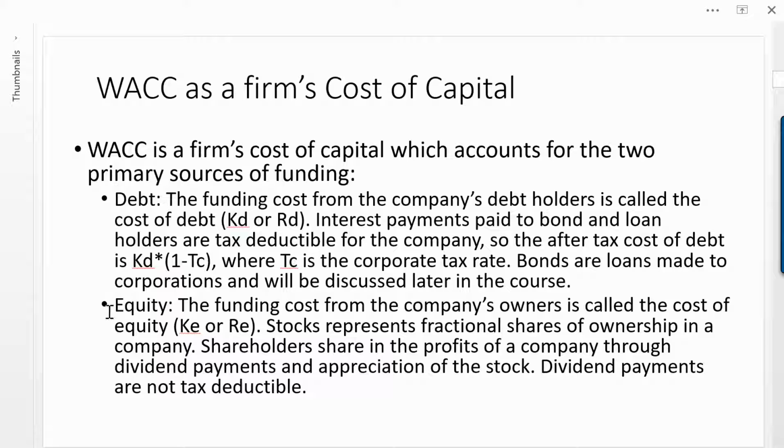The funding cost from the company's owners or stockholders is called cost of equity, either KE or RE. Now a stock represents a fractional share of ownership in a company. So if a company has 1 million shares and you own 1 share, you own 1% of the company. Now shareholders share in the profits of a company through dividend payments and the appreciation of the stock. And dividend payments are not tax deductible, so we don't have to take the after-tax cost of equity.